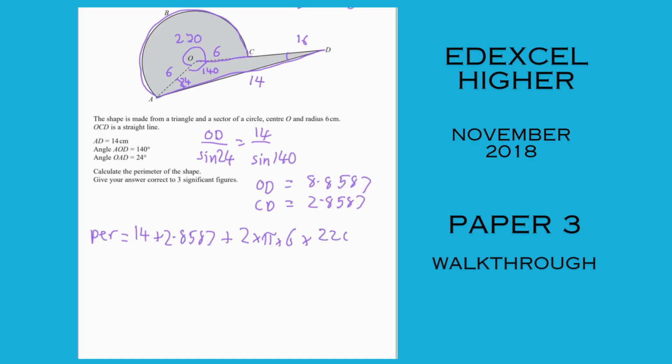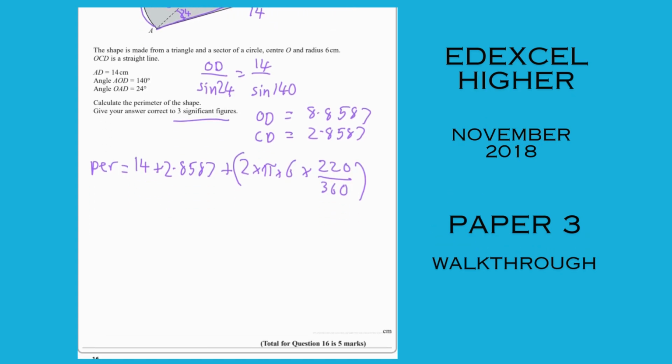So it's 220 degrees out of the 360. So bash all that into your calculator. I get 39.909, or in other words, 39.9 to 3 significant figures.